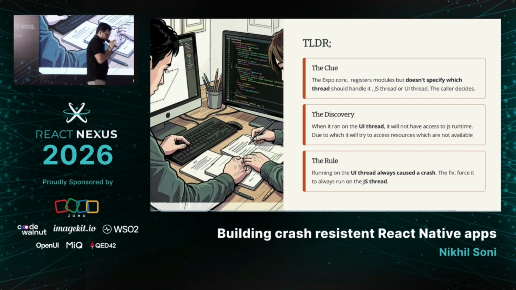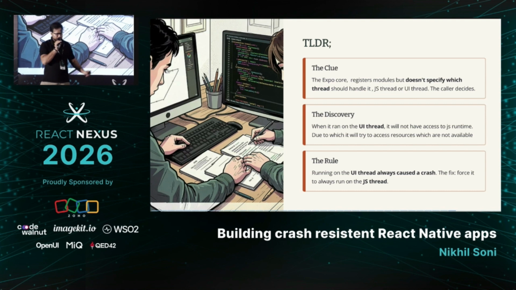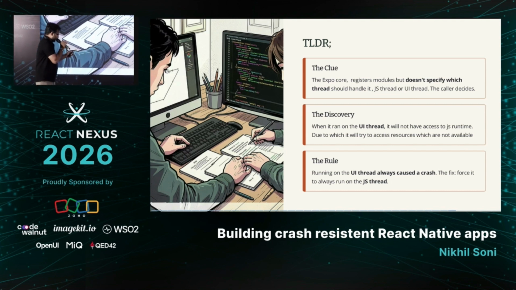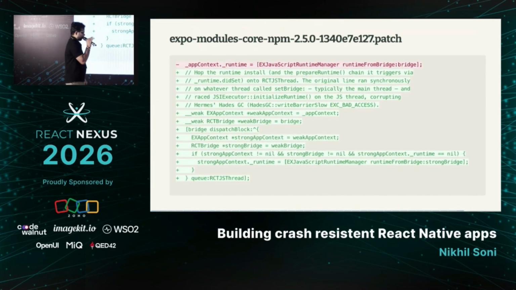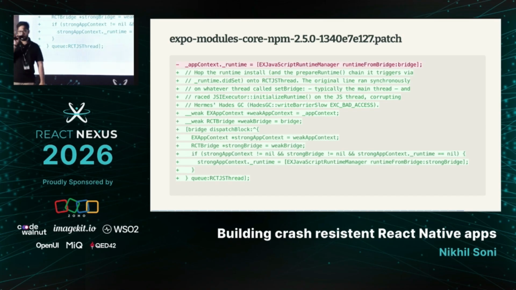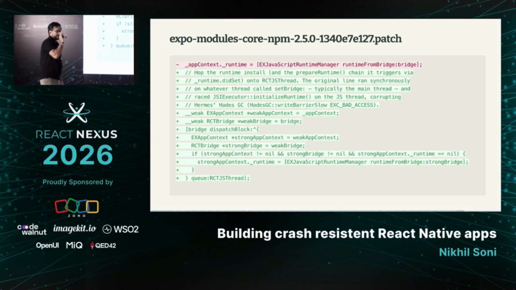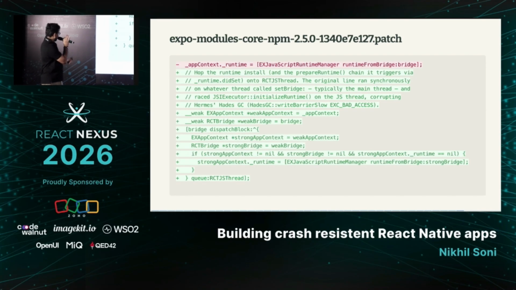So what do we need to do? We need to run that particular code, those particular modules, on the JS thread. So how can we do that? That is where the patch comes into the picture. We did a patch for the Expo core module. The Expo core module is something we never touch or patch, because it's a very big piece of React Native, but still we did the patch. So this is the patch which we did.